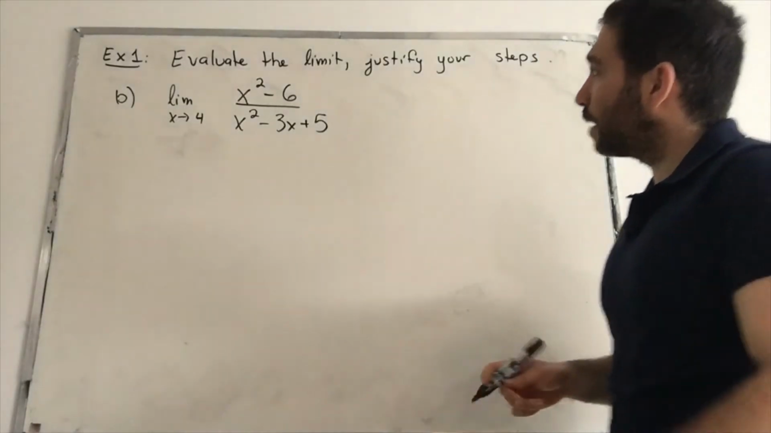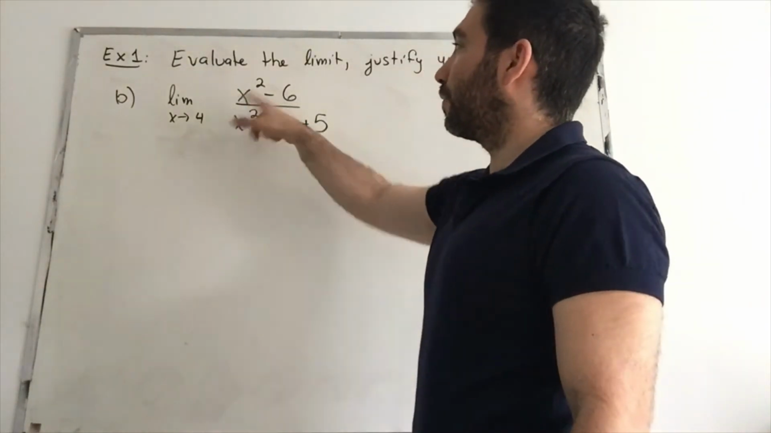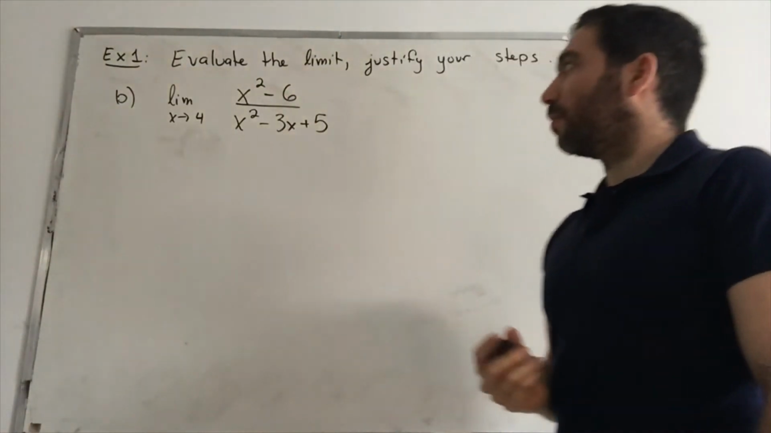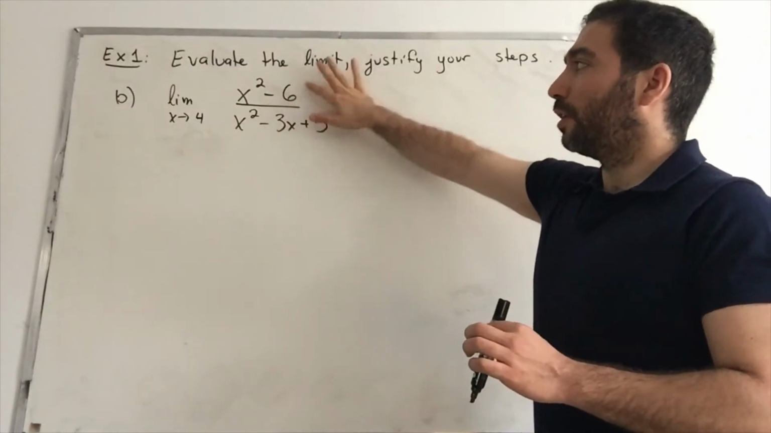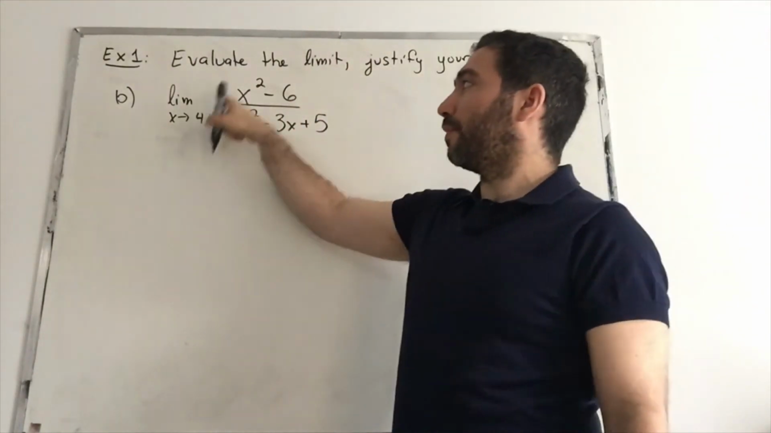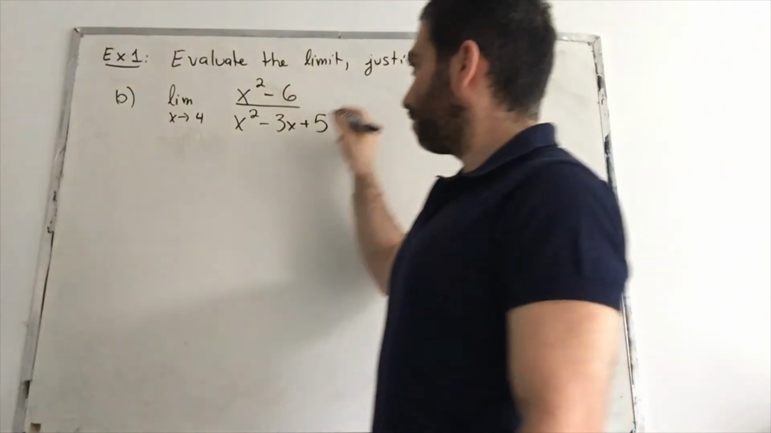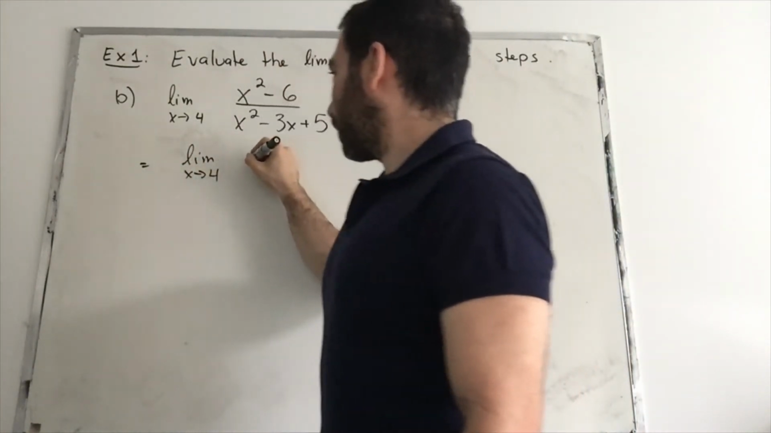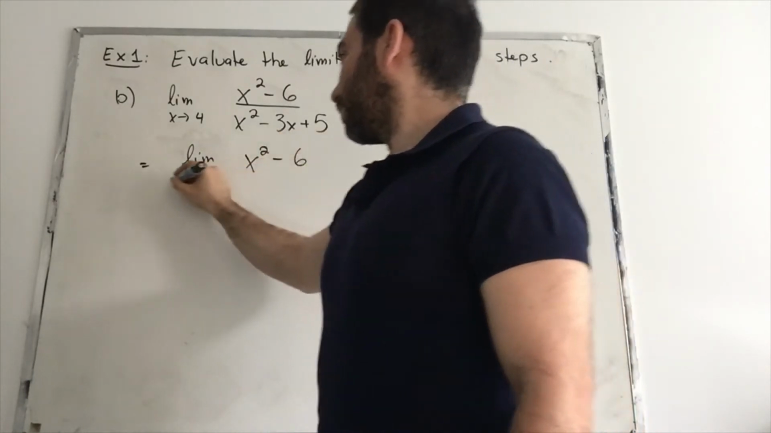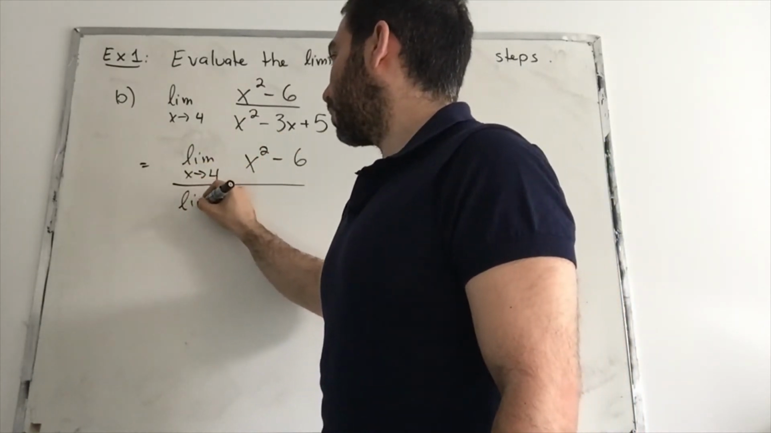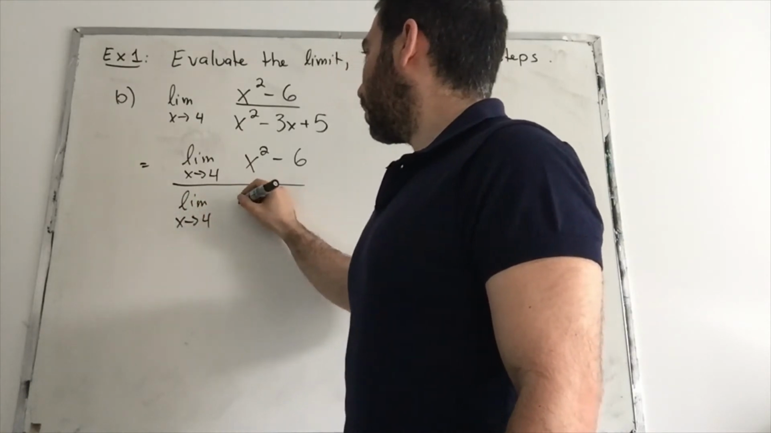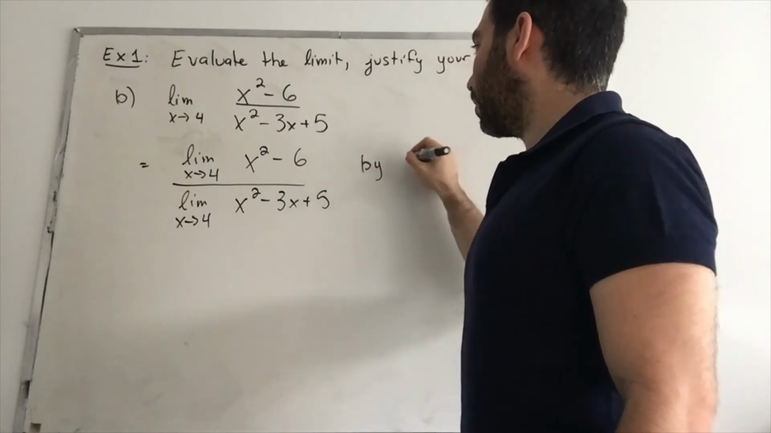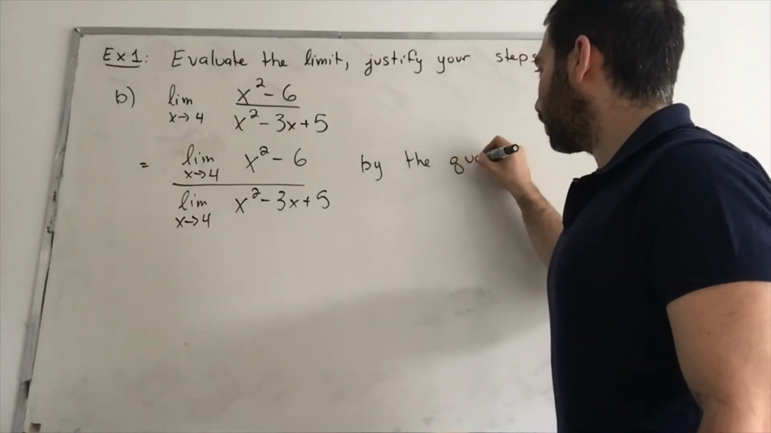So part B, this example here, we have the limit as x approaches 4 of x squared minus 6, all that divided by x squared minus 3x plus 5. So we begin by noticing that we have a quotient. So we're using the quotient law. We're going to take the limit of the numerator and the denominator individually. Let's do that here. Limit as x approaches 4 of x squared minus 6, all that over the limit as x approaches 4 of x squared minus 3x plus 5. So this is by the quotient law.